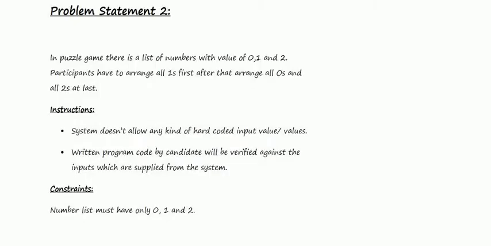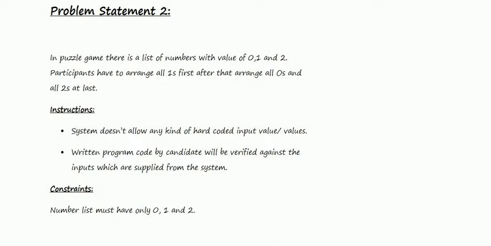Problem statement 2. In a puzzle game there is a list of numbers with values 0, 1 and 2. Participants have to arrange all ones first, after that all zeros, and all twos at last. Instructions: the system doesn't allow any kind of hard-coded input values. The program code written by the candidate will be verified against the inputs supplied by the system.